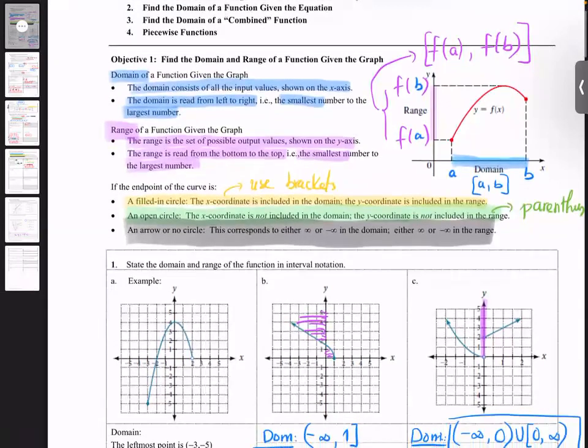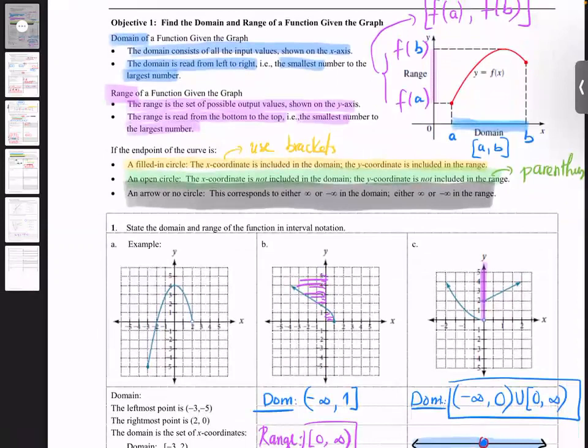If there's a filled circle on the graph, then that means you include that point, right? That endpoint. When we write it in interval notation, for the filled circle, we use a bracket, meaning you include the point, right? If it's an open circle or hollow dot, then the point at the endpoint is not included in the domain or range. If it's no circle or an arrow, that means the function goes on forever to infinity or negative infinity.